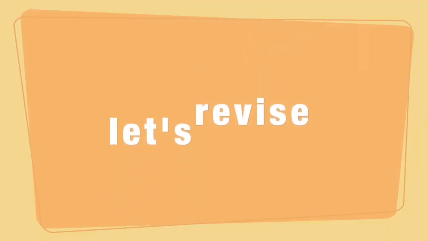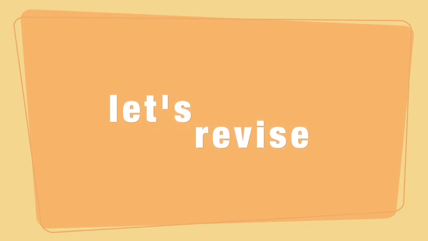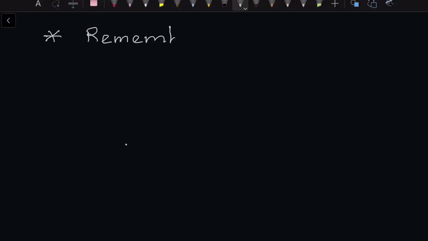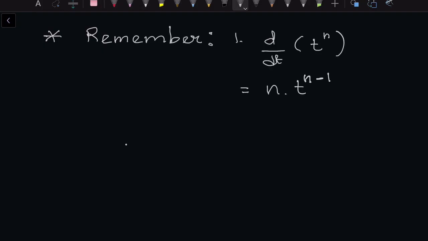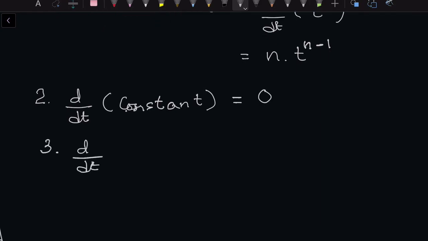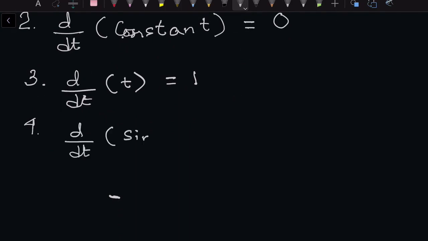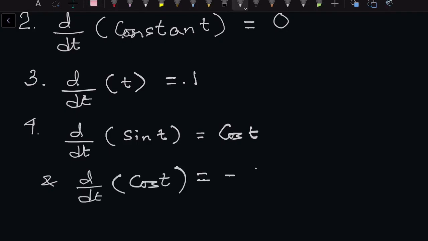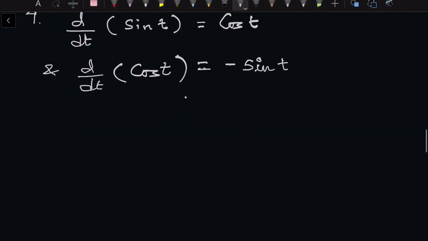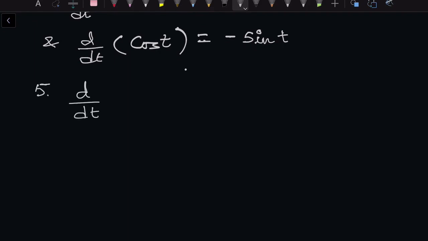Let's revise these things, whatever we have learned earlier. So remember this: d/dt of t to the power n is n t to the power n minus 1, d/dt of a constant equals 0, d/dt of t is 1. Fourth is d/dt of sine t is cos t, and d/dt of cos t is minus sine t. But let us learn a new formula, that is d/dt of log t.